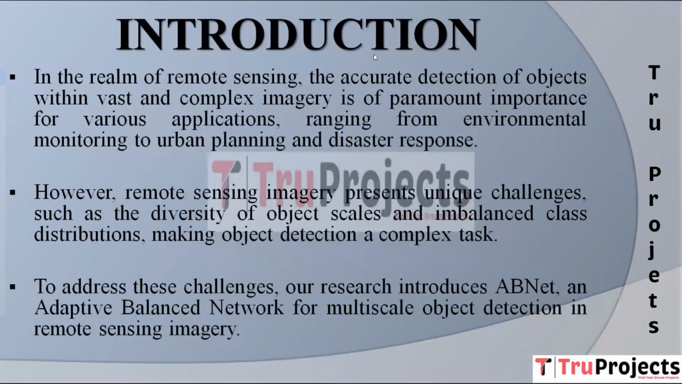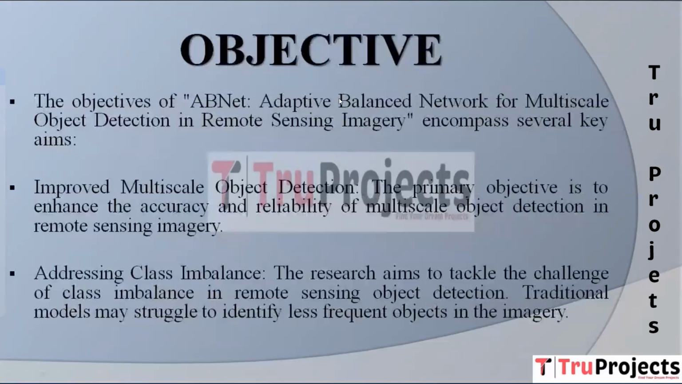Nonetheless, remote sensing images bring about distinctive hurdles, including a broad range of object sizes and irregular class distributions, which render object detection a challenging undertaking. To tackle these obstacles, our study presents ABNet, an adaptive balance network designed for detecting objects at multiple scales in remote sensing images. So now coming to the objective part for this project.